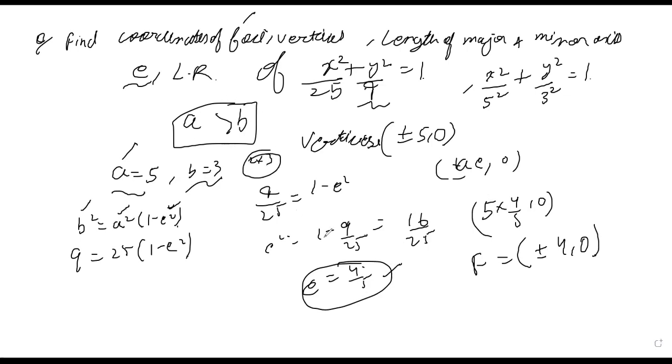Yes. And what will be the length of latus rectum? Which formula will be used? 2b square by a. Yes, 2b square upon a, where b square is 9, upon a, which is 5. So latus rectum will be 18 by 5. Okay.